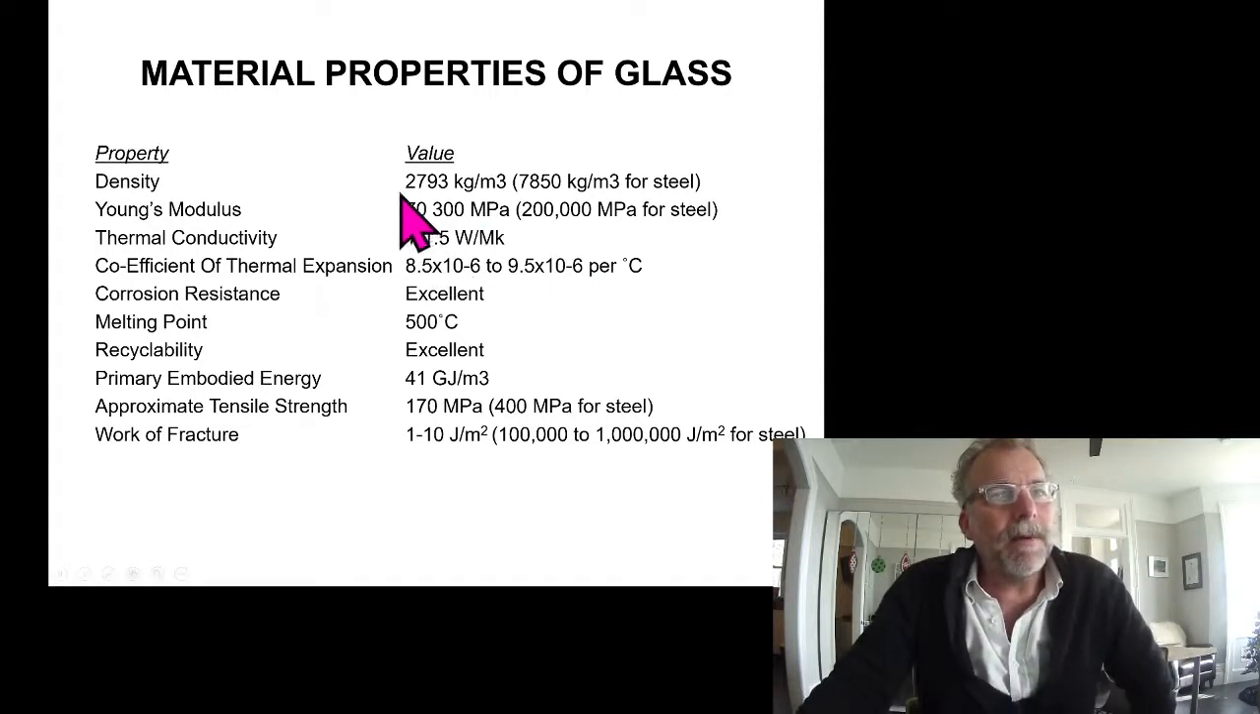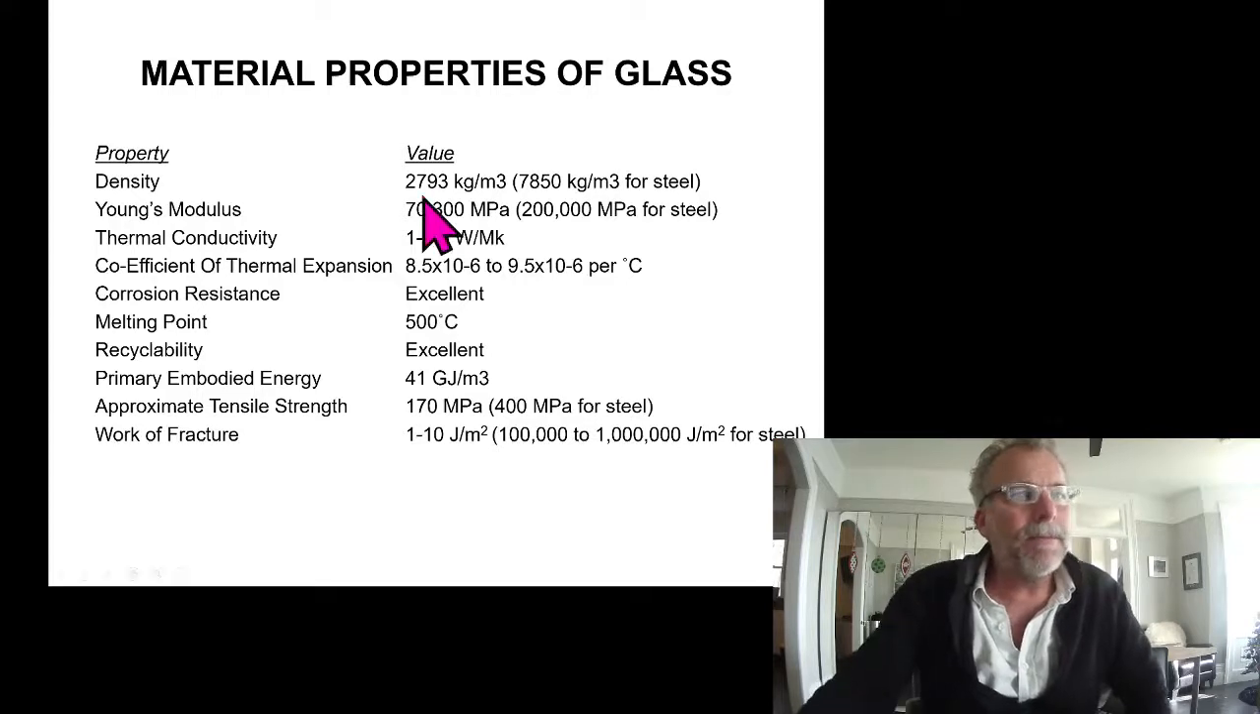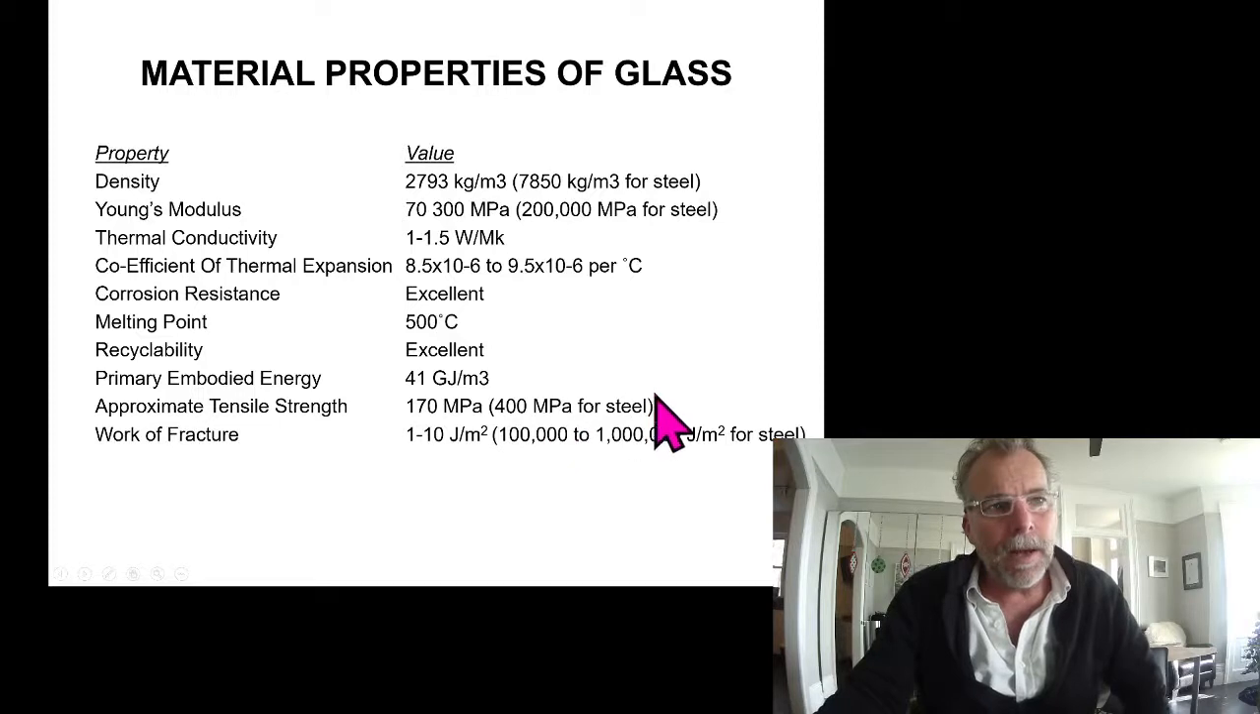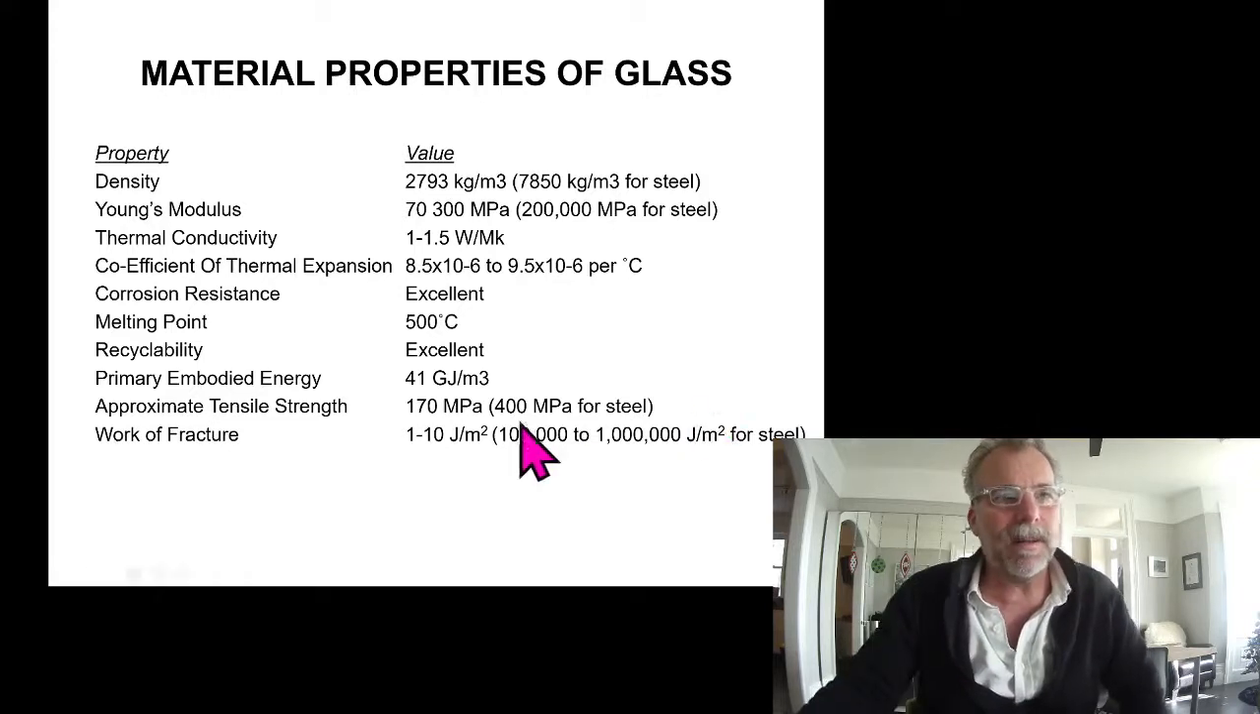So here are some properties. The density, 2793 kilograms per meter cubed, makes it just about equal to concrete. A little bit heavier than concrete, but very similar. Young's modulus, it's about a third of steel. That's the stiffness. A third of steel, about three times what concrete would be. What's the other one worth looking at here? Approximate tensile strength, 170 MPa. This would be the kind of the useful tensile strength before application of safety factors.